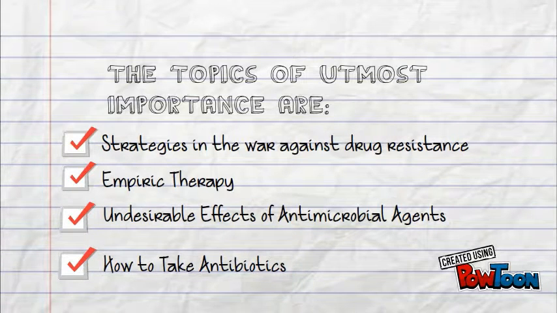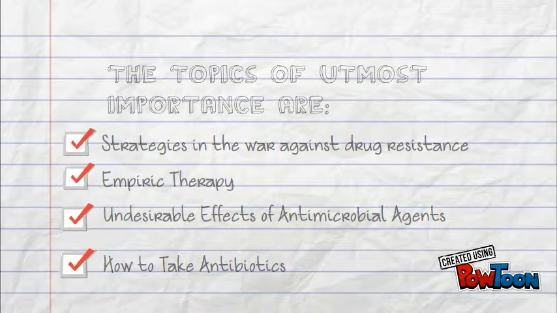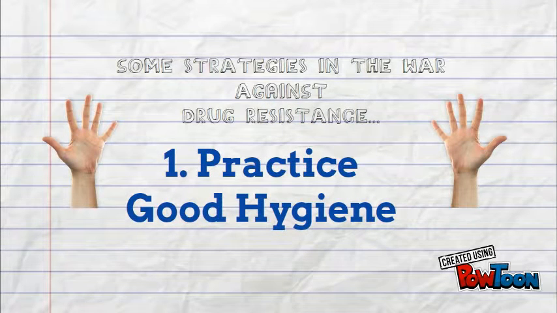Hi, my name is Andi Pukti, and today I will be covering 4 important topics from Chapter 9. They include strategies in the war against drug resistance, empiric therapy, undesirable effects of antimicrobial agents, and how to use antibiotics. The first strategy in the war against drug resistance is to practice good hygiene.